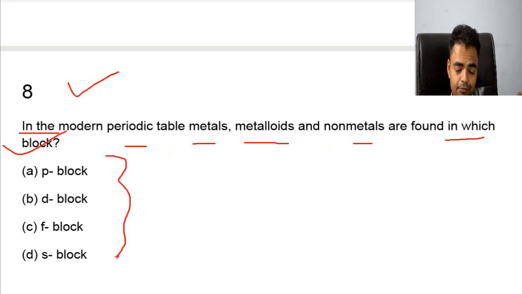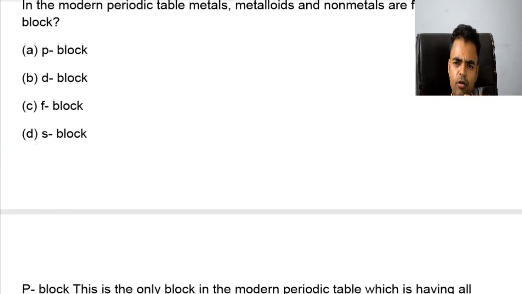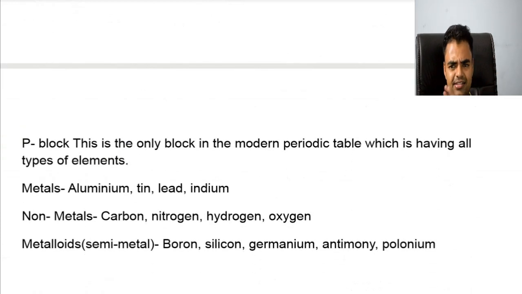The answer for this question is P block. Why? Because P block elements include all of these: metals, metalloids and non-metals. When we talk about metals, we easily understand this. What is a metal? It is a good conductor of heat and a good conductor of electricity. Non-metals are generally bad conductors of heat and electricity, except graphite.